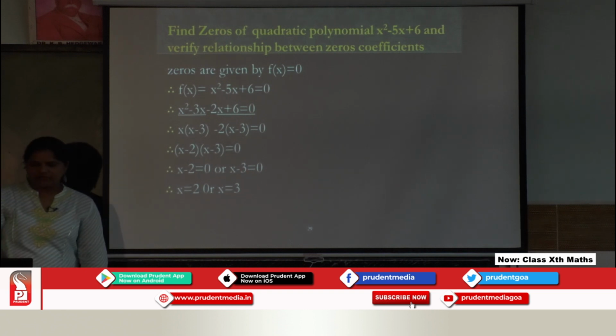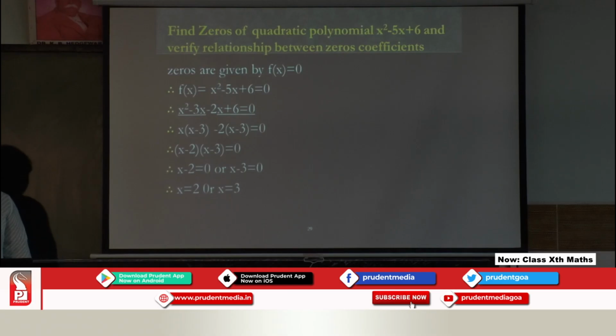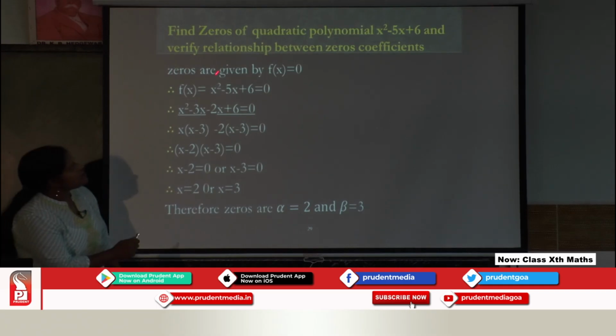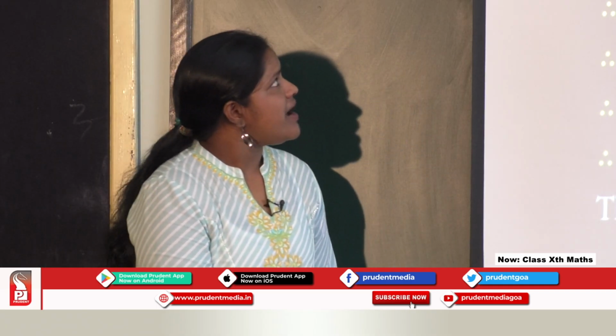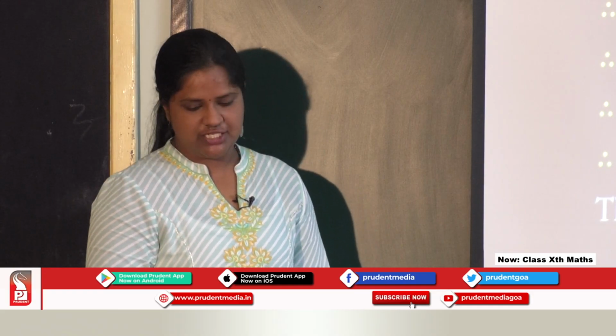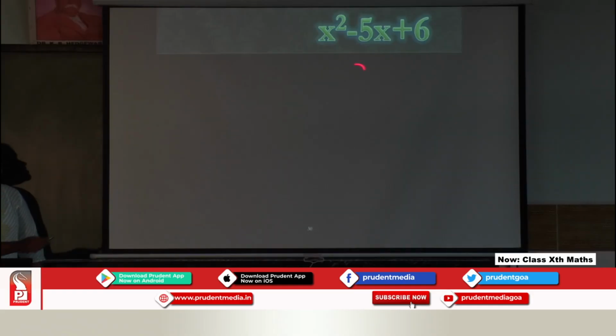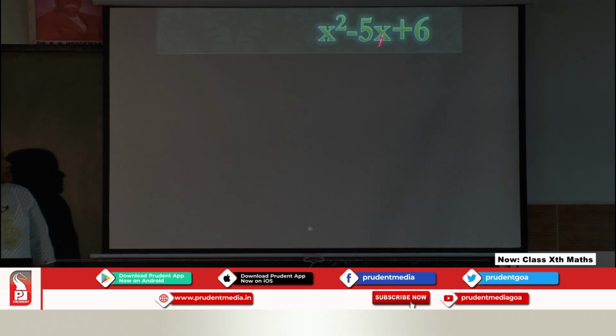So, what do I conclude from this? I have 2 zeros here with me, that is alpha and beta as 2 and 3. So, again the first part of the problem is done. The second part is to verify the relationship. So, this is my reference polynomial which was given in the question, x square minus 5x plus 6. Looking at this, let us verify.